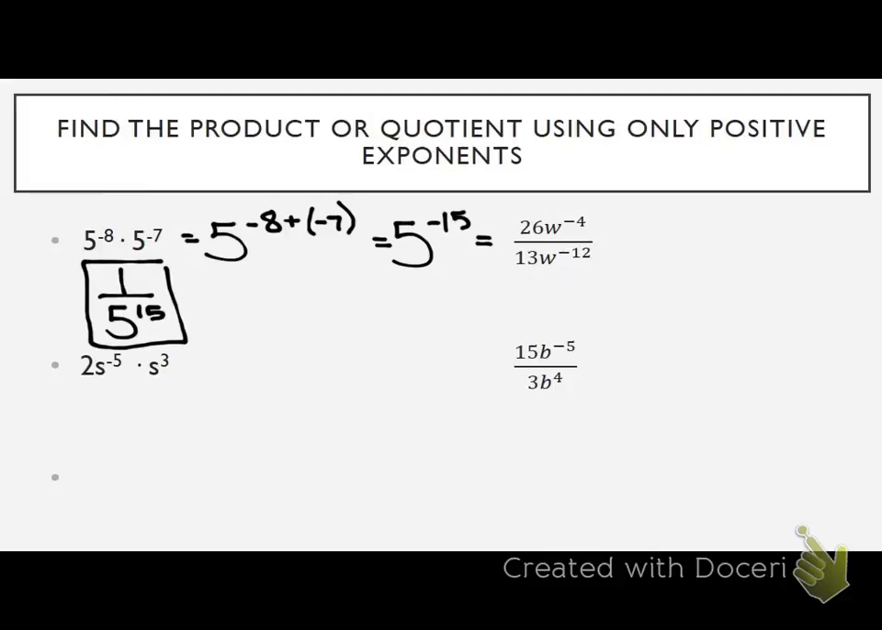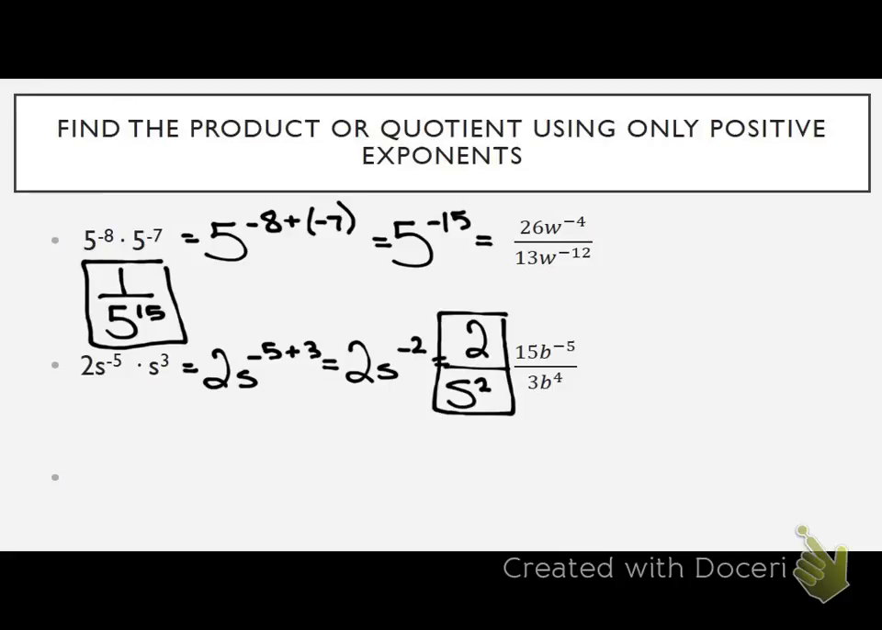On the next one, we multiply our coefficients. Okay, 2 times 1 is 2. S to the negative 5 plus 3, so it would be s to the negative 2nd power. Which part of this term needs to move? Only the s, because that's the only term that has the negative, 2 over s squared.